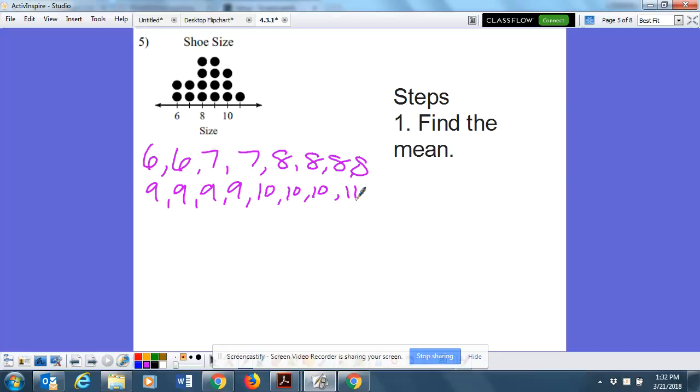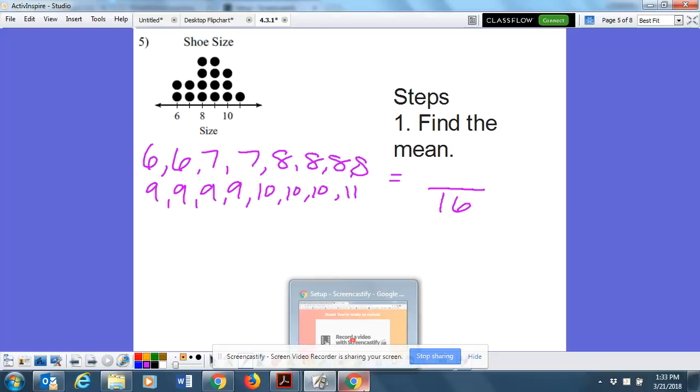So what am I going to do with those numbers to find the mean? We're going to add them all up and then divide by what? How many numbers there are. So how many numbers are there? 16. So go ahead. You can use your cell phone calculator, or if you have an actual calculator, add those up and tell me what do you get.